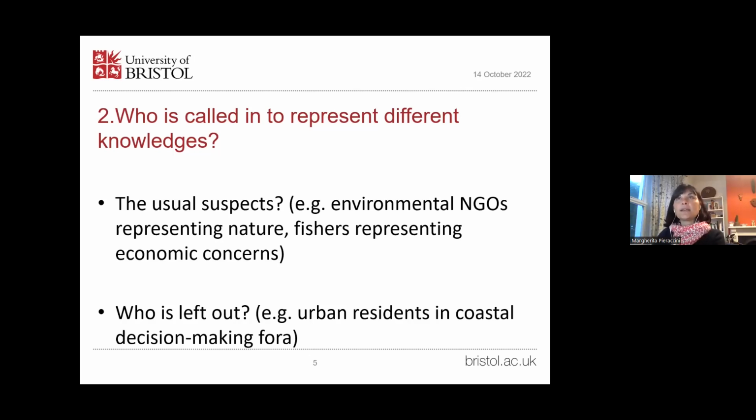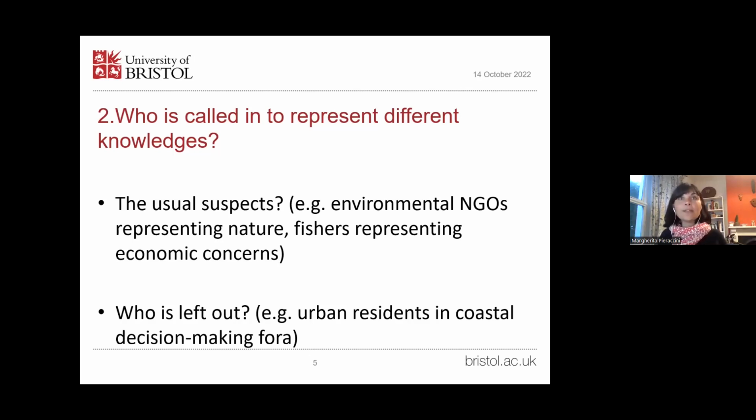Which means that in many respects, there will be voices and there will be knowledges that are left out, depending on who you assign the right to speak, and to speak about what, okay? So think about, for example, urban residents in coastal decision-making fora. Is it right to exclude them or not? Marine citizenship scholars will say, no, it is not right to exclude them. It is important to bring them in. Others will tell you, no, it's only those that are most directly affected by a decision that should be included, and they should be heard.